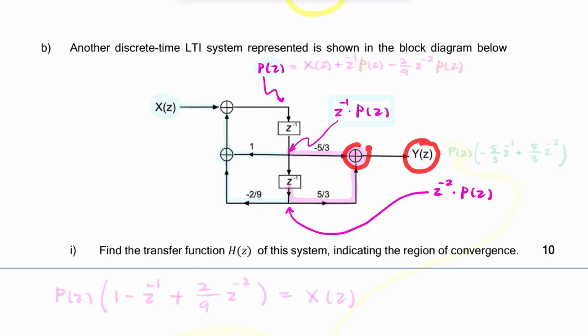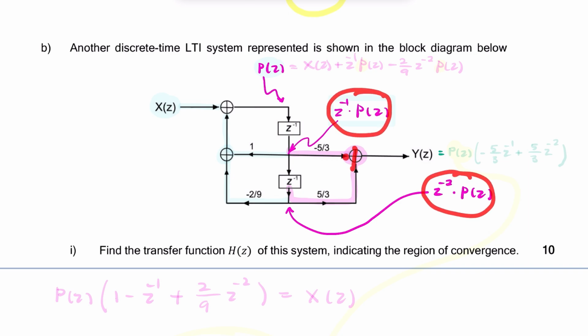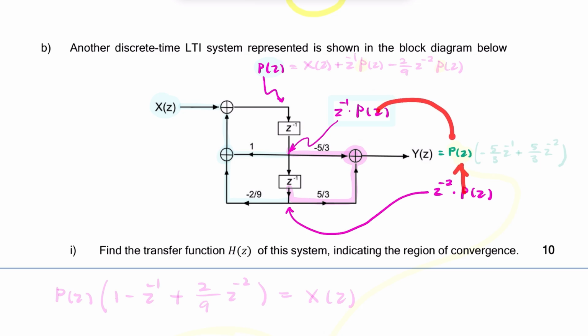So I can say Y of z is equal to, let's take P of z as a common factor. So it's P of z times minus 5 over 3 z to the minus 1 plus 5 over 3 z to the power minus 2.